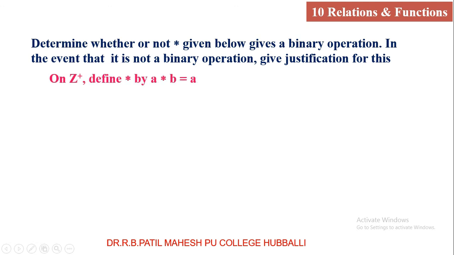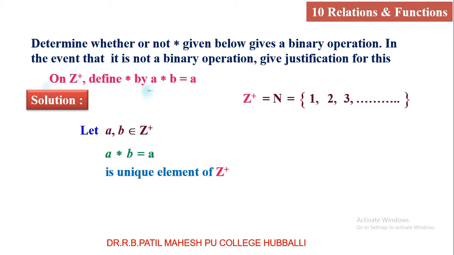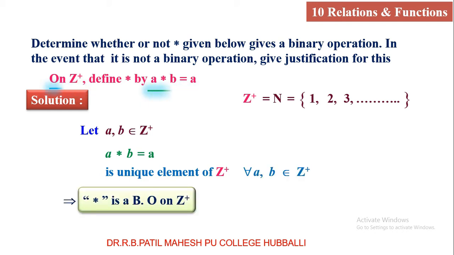On Z plus, define A star B is equal to A. And you know Z plus is the set. Let A, B belong to Z plus. A star B is equal to A is also a unique element of Z plus. Therefore, this is a binary operation on Z plus.